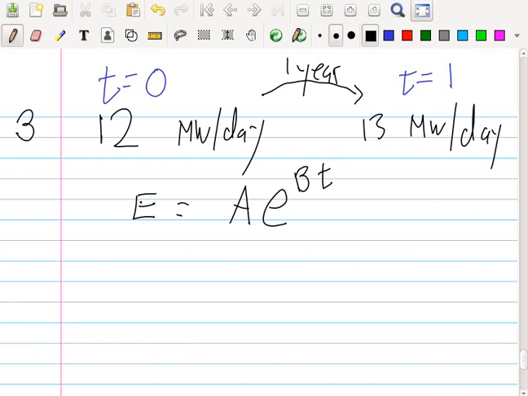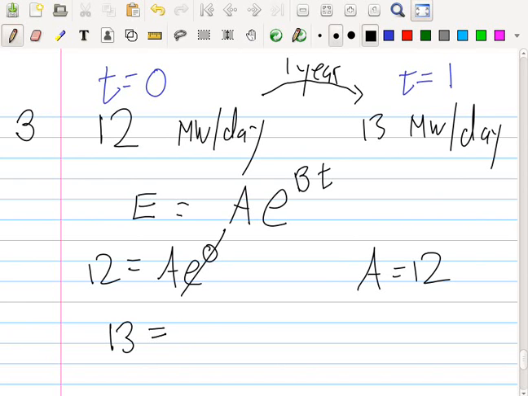So let's put these two in and see what we get. Firstly, what's the capital E energy for this one? 12. And what's the time small t? 0. e power 0? 1. So you're already 50% finished. You already know the constant A. Now time to get the constant B. So we put this one in to get the B. What's E? 13. What's A? 12. And what's small t? 1. 1 times B? B.